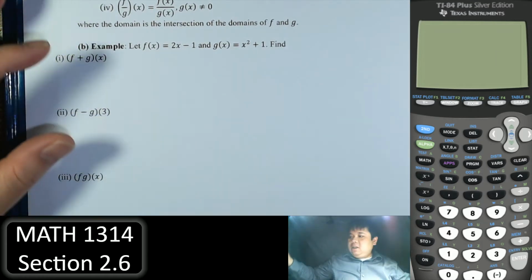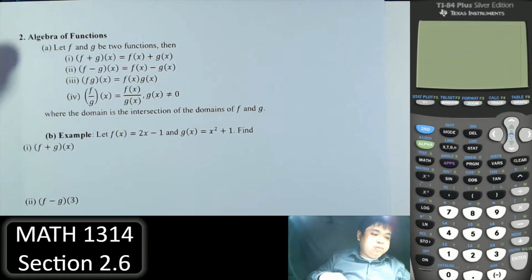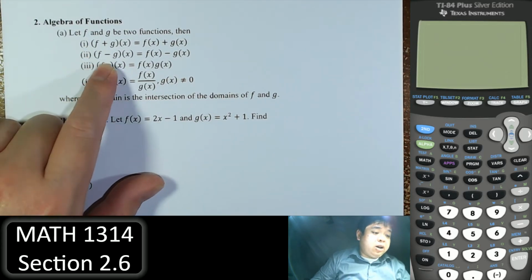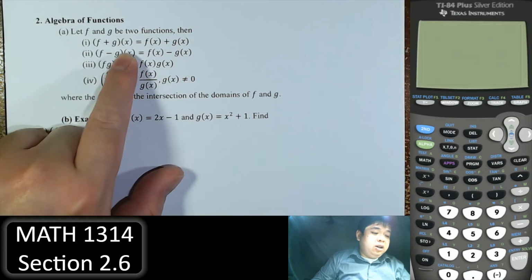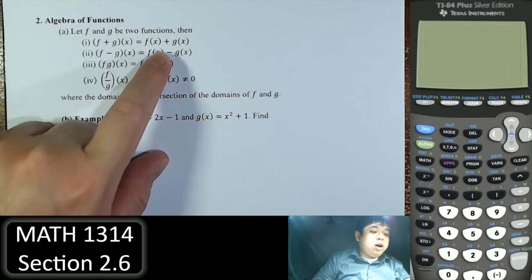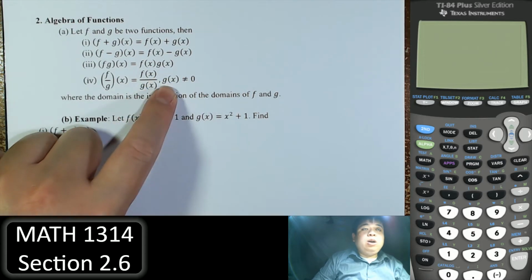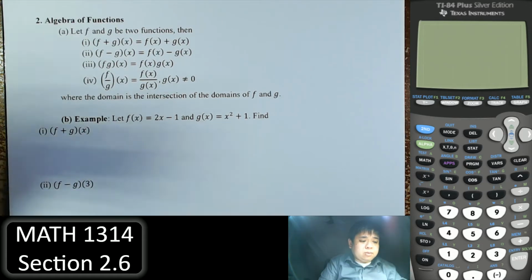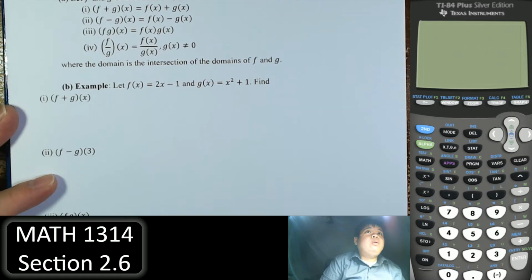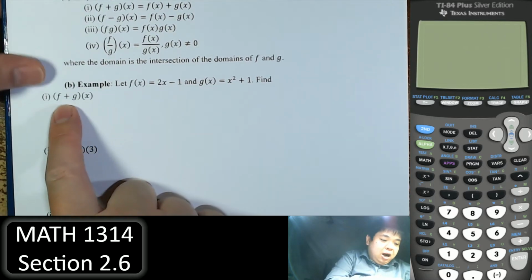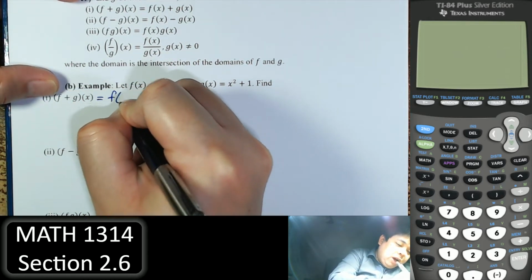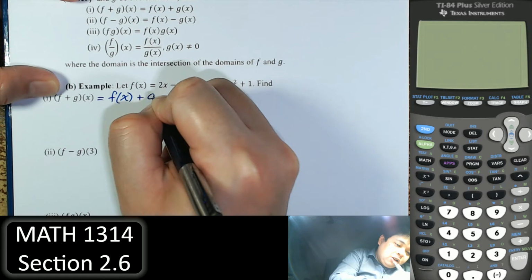Next, algebra of functions. So when we have two functions, we can add, subtract, multiply, or divide. And so we just add, subtract, multiply, or divide. The only thing we need to watch out for when we divide is that the denominator cannot be equal to 0. Right? So it's very straightforward. So first, we add two functions f and g, meaning we add the function f of x plus the function g of x.